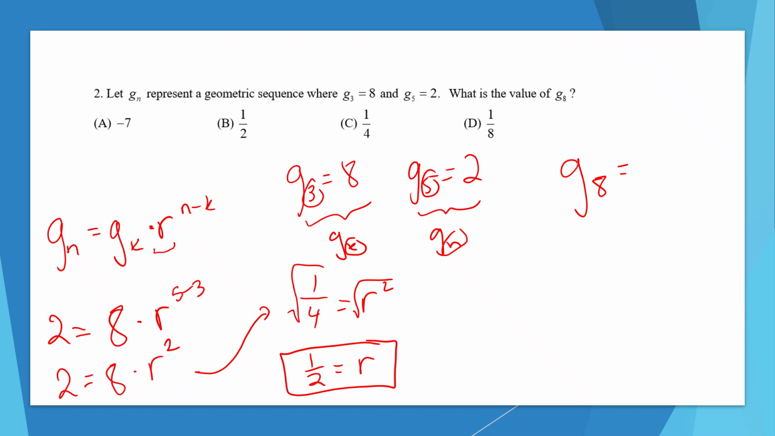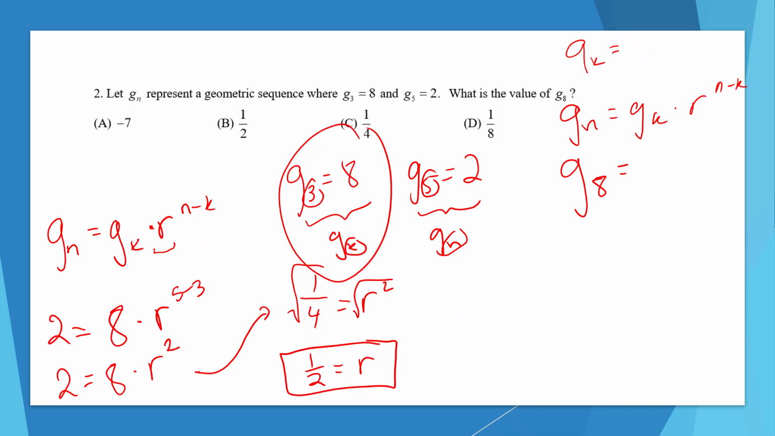So now that we know our common ratio is 1/2, we can use that to find g of 8. So g of 8 is going to be equal to, if we use our formula again, g of n equals g of k times r to the power of n minus k. g of 8 can be our g of n, and then for g of k, we can just reuse this, that's fine. Or we can reuse this one. Either one should be the same.